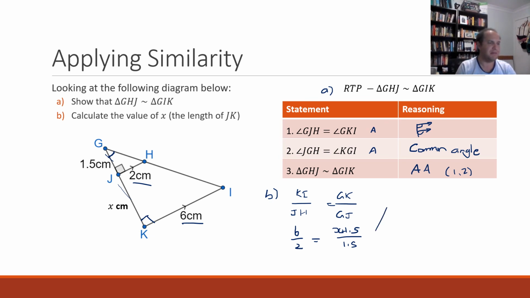Now, rearranging that equation, we've got 3 equals x plus 1.5 over 1.5, times both sides by 1.5. 4.5 equals x plus 1.5, x equals 3 centimeters. And there's how we can use our similarity to calculate an unknown value.